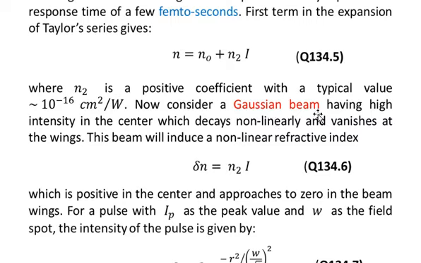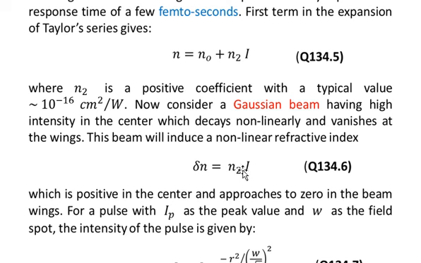We consider a Gaussian beam, so I should be in the form of a Gaussian beam. Now we consider a Gaussian beam having a high intensity in the center, which decays non-linearly and vanishes at the wings, that is, at the edge of the beam. The beam will induce a non-linear refractive index delta n, which corresponds to the second term in equation number 5, as delta n is equal to n2 times I, because in equation number 5 only this second term will change.